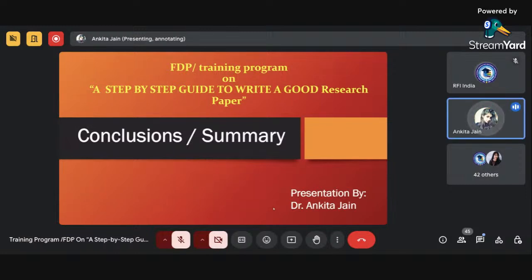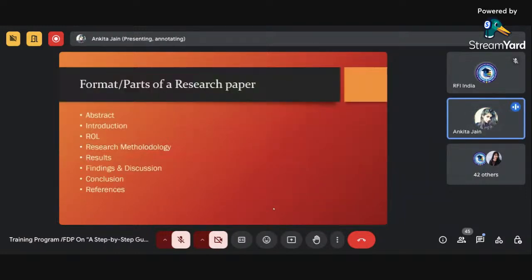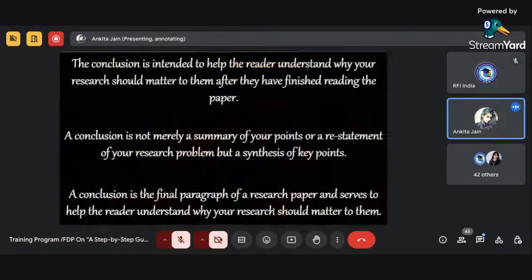So, the conclusion or summary. This is the format which we should follow while we are writing a conclusion. The conclusion is intended to help the reader understand why your research should matter to them after they have finished reading the paper.